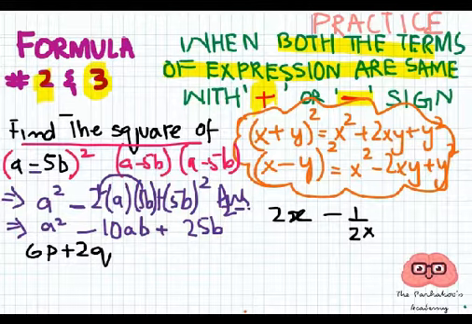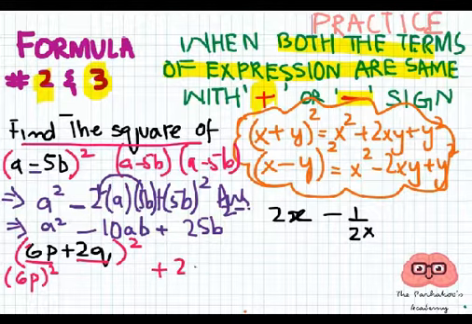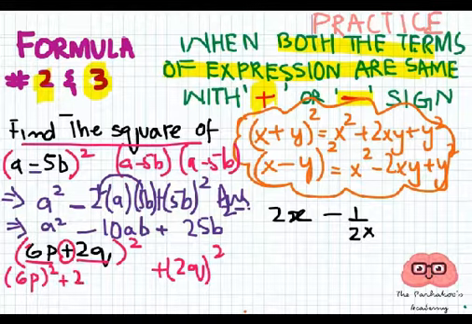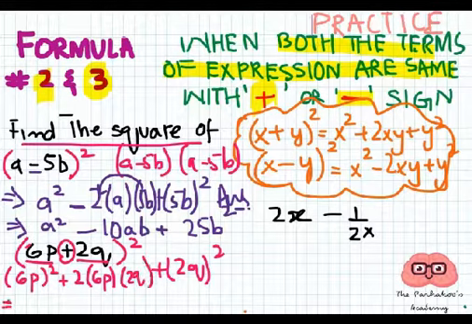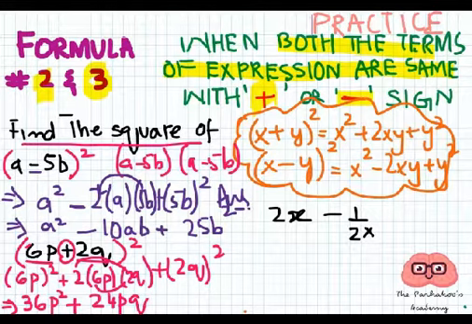Now let's try this one. We have 6p and 2q, so square of it. So 6p squared plus 2q squared. Since we have plus here, plus 2 times 6p times 2q. So 6 into 6 is 36, p squared. 2 into 2 is 4 and 4 into 6 is 24. 24pq plus 2 into 2 is 4q squared.